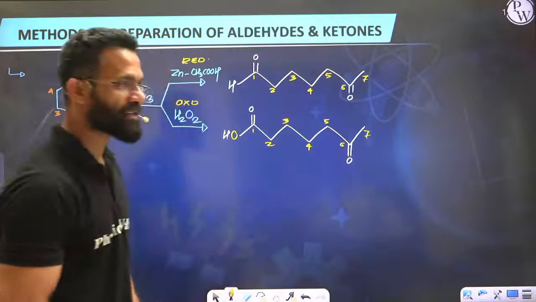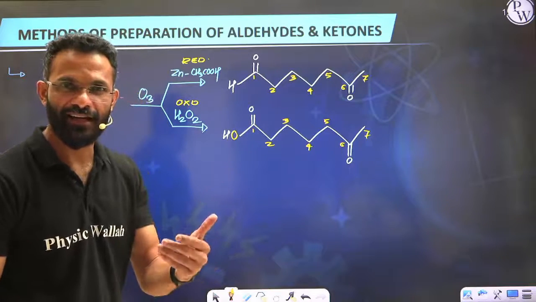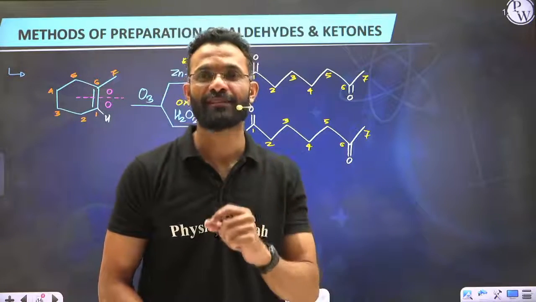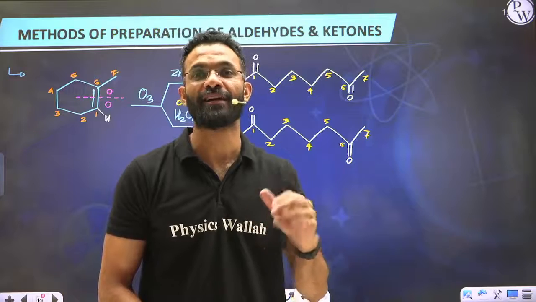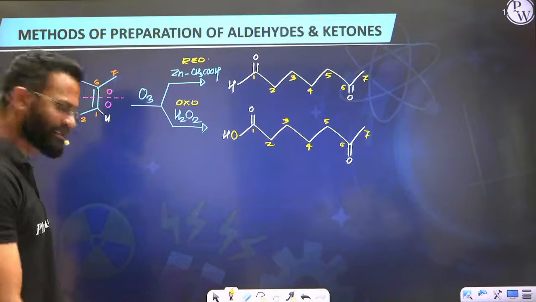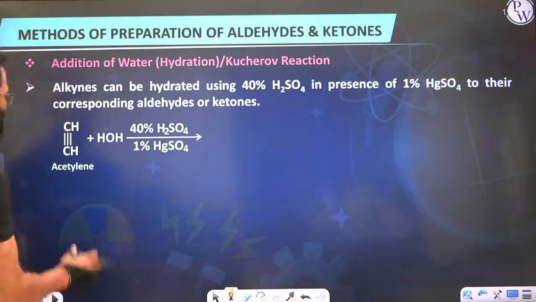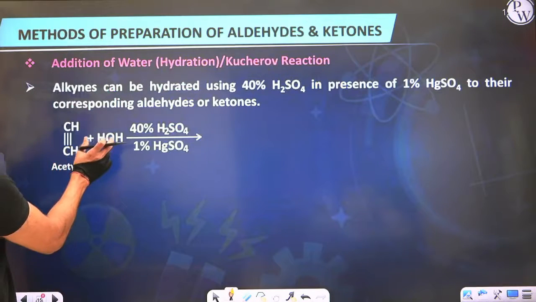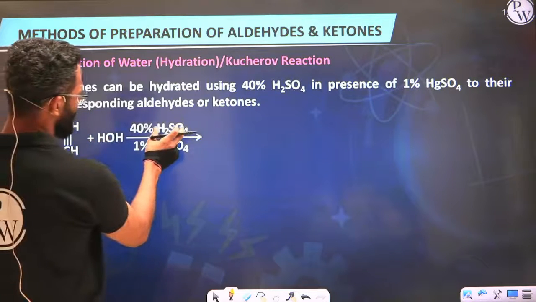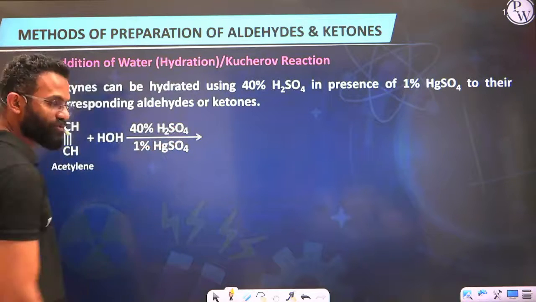Well, after this, another important reaction from yet another hydrocarbon, which is alkyne, and alkyne can be hydrated in presence of mercury as a catalyst. So we call it mercury catalyzed hydration of alkyne. The mercury catalyzed hydration of alkyne is also known as Kucherov's reaction. So yes, you can see we have got alkyne, let's say acetylene. We are hydrating it in presence of acid catalyst, which is also catalyzed by addition of 1% HgSO4.